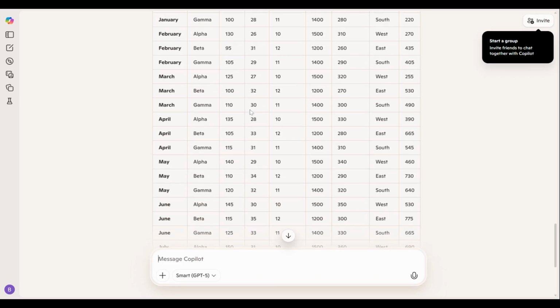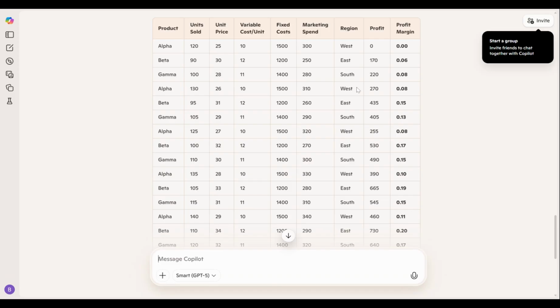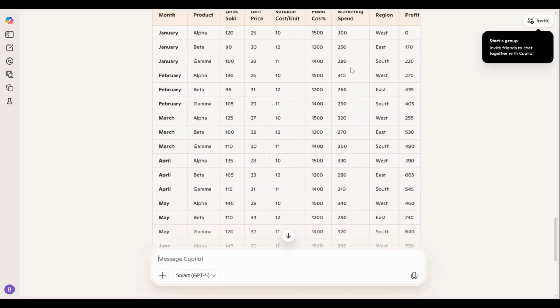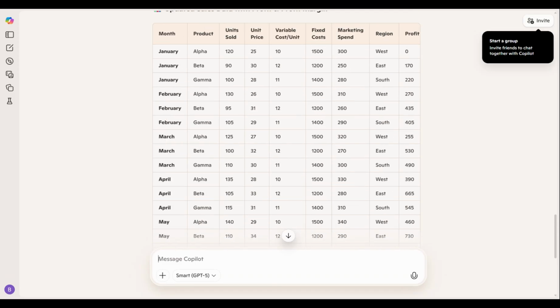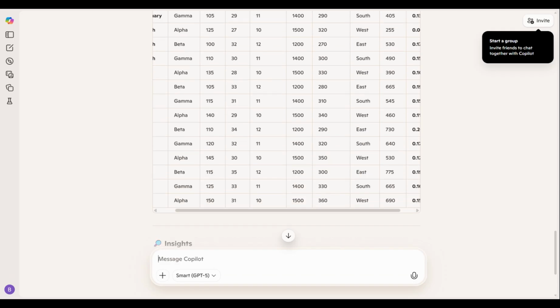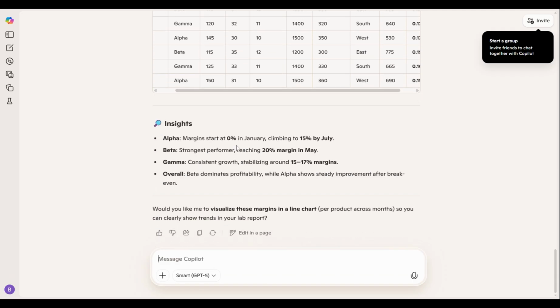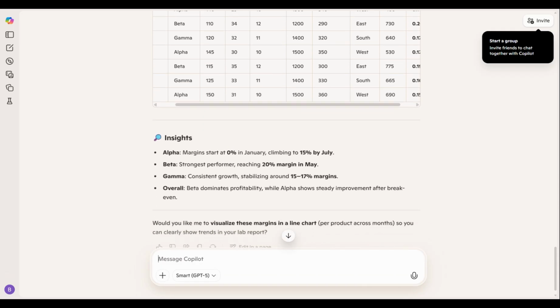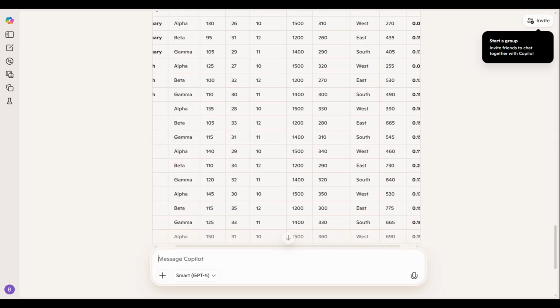For the insights, well, here's the chart first. So it's updated here. And the insights: Alpha margins start at 0 in January and they climb to 15% by July. Beta, the strongest performer, reaching 20% margin in May. Gamma, consistent growth, stabilizing around 15 to 17% margins. Overall, Beta dominates profitability while Alpha shows steady improvement after the break even.